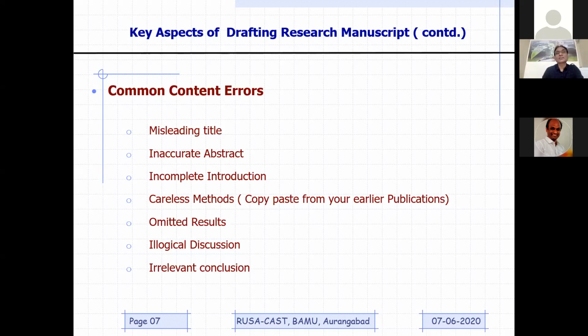Then incomplete introduction. In the introduction, first, as I told you, these 3 parameters are your novelty and then your social relevance and the credibility.